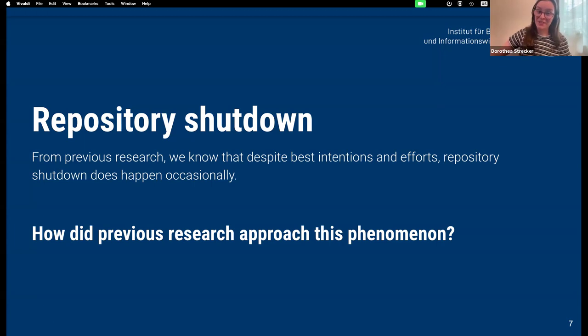And from previous research, we know that despite best efforts, infrastructure maintenance fails occasionally and repository shutdown occurs. And in this talk today, I want to give some insights into this phenomenon. And I want to start by looking at previous research and how this phenomenon was approached there.